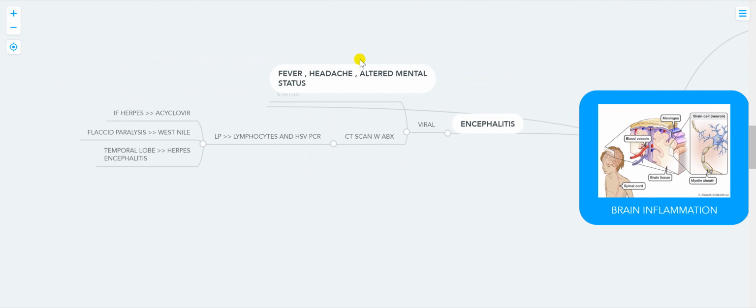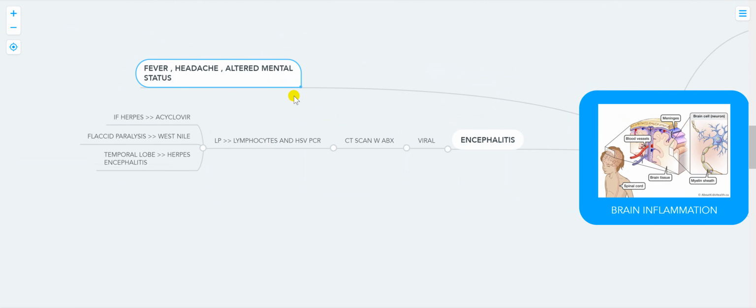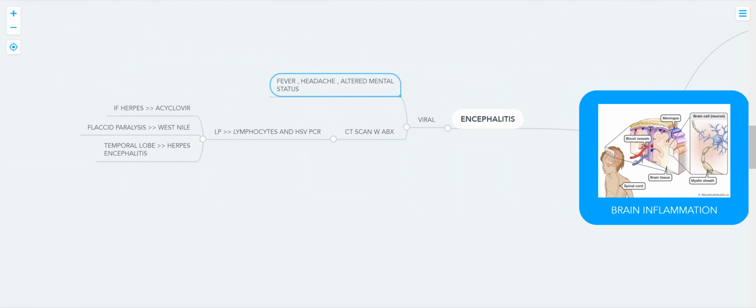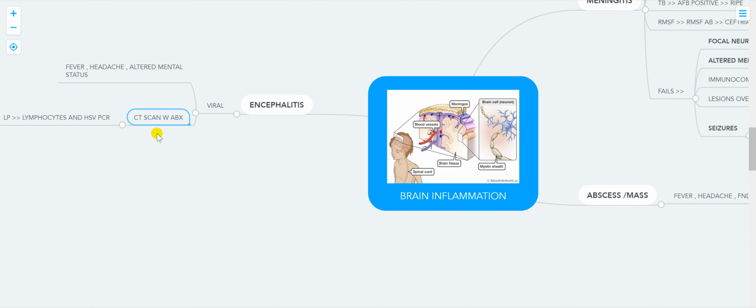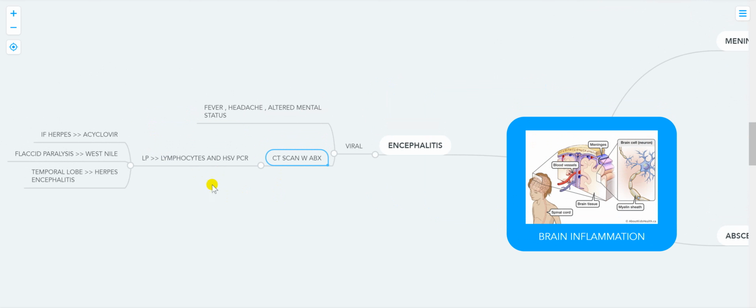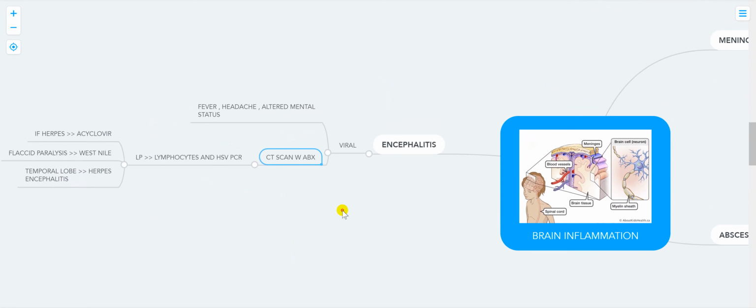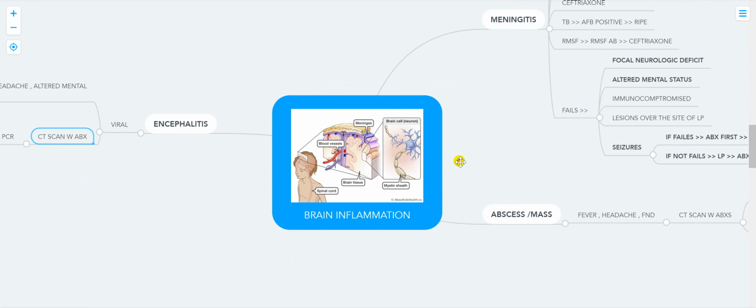Encephalitis, usually altered mental status besides the headache and neck stiffness. So altered mental status, this is one of the other things. This is focal neurologic deficit, this is an abscess, this is encephalitis. Then you do CT scan. If there is a lymphocyte or temporal lobe, this is herpes encephalitis. You treat it with acyclovir. If there's a flaccid paralysis, then most likely West Nile virus. And that's the summary of brain inflammation.